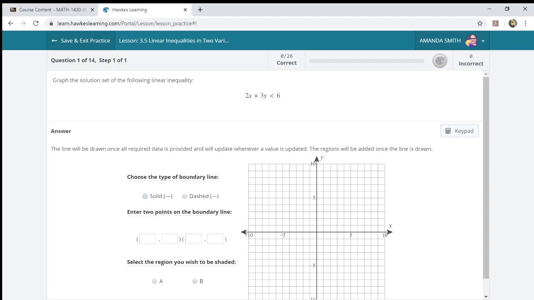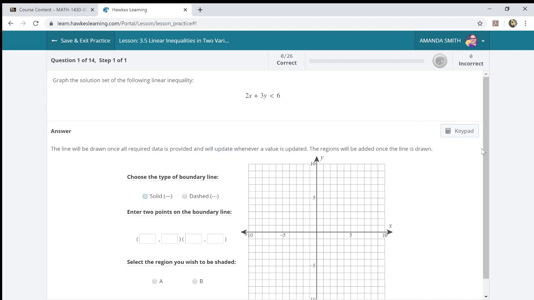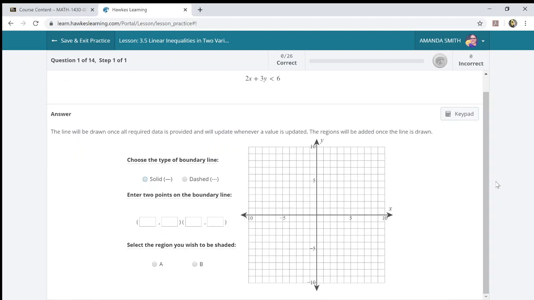Okay guys, what I'm going to do is work through some of the problems that are in the Hawks homework for section 3.5 so that you have an idea of what to do. I will complete the problems on this screen, which is the whiteboard, and then I will go back to this screen. I'll show you how to type your answers in and make sure that this makes sense and make sure that you have a good grip on what you're doing.